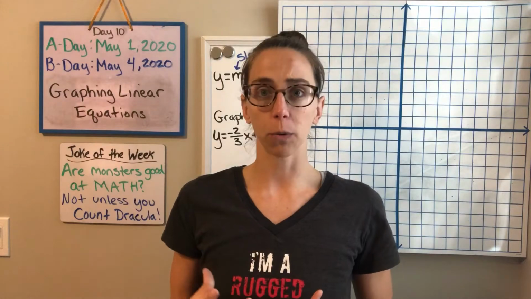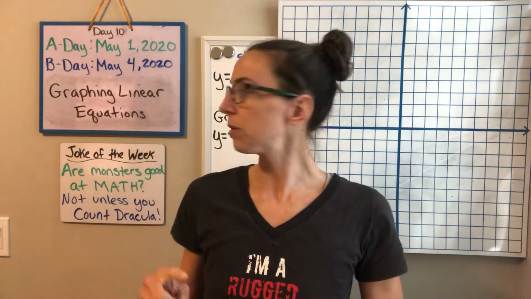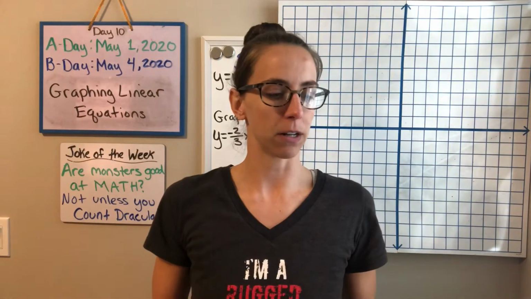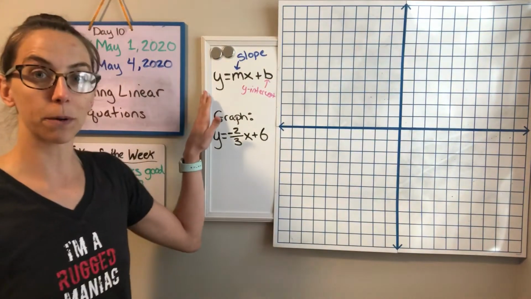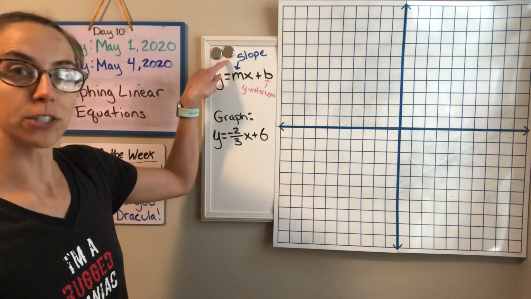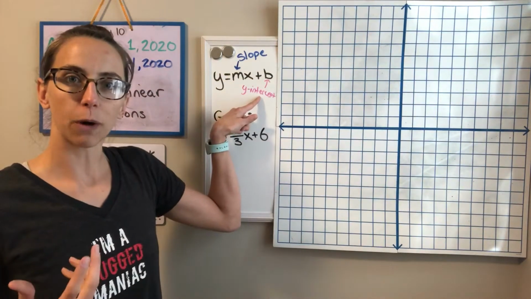So we're going to do a very quick example. It's going to be a shorter video. Again, we are going to be graphing linear equations, specifically those written in slope-intercept form. A very quick reminder: slope-intercept form is y equals mx plus b, where m represents your slope, your rise over your run, and b represents your y-intercept.